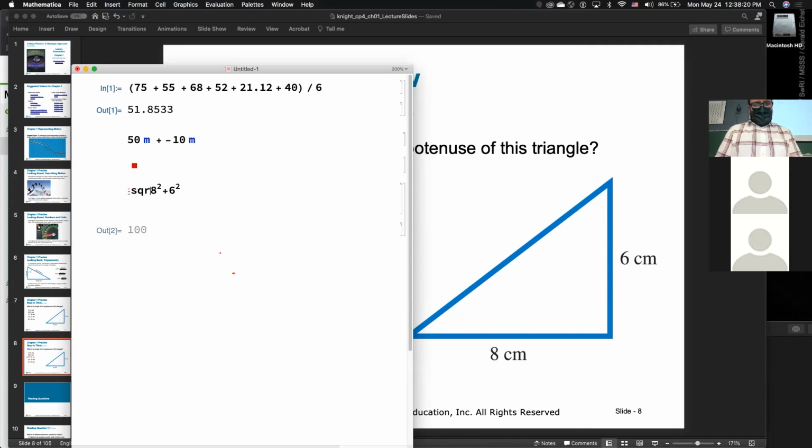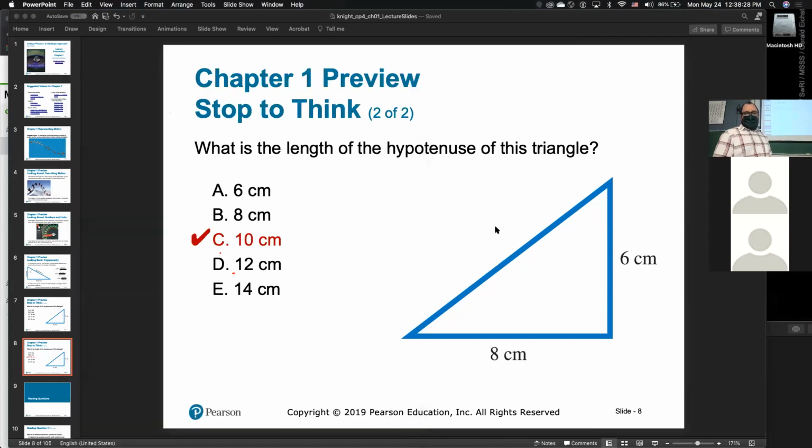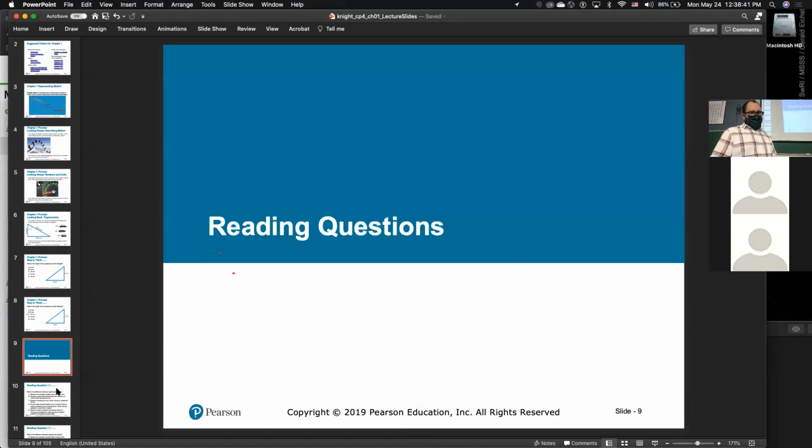So we'll say go. So it's going to be 10. So hopefully you picked C. Okay, so put this on your calculations that you send to me for the church steeple. All right, so Pythagorean theorem.